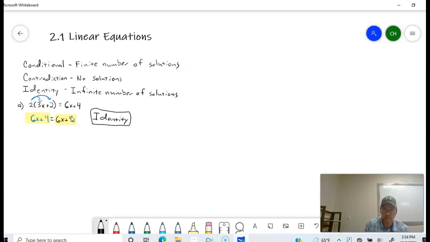And you know it's an identity as soon as you get the left side of the equation identical to the right side, you're done. You could solve this all the way down and you would end up getting x equals x.